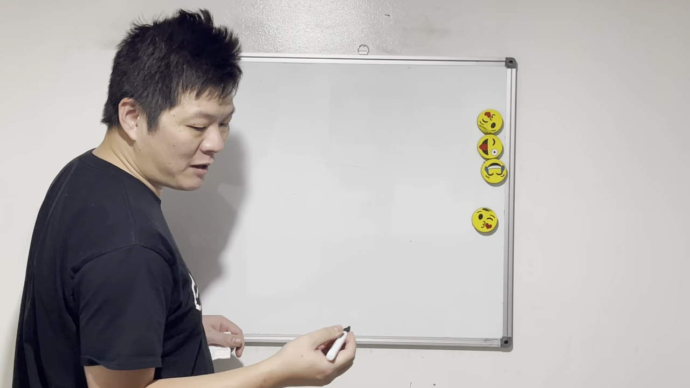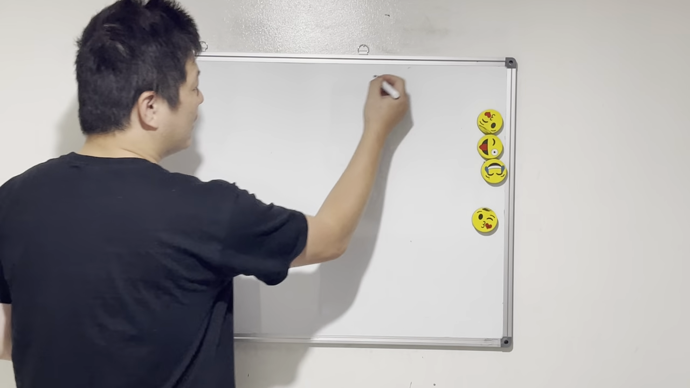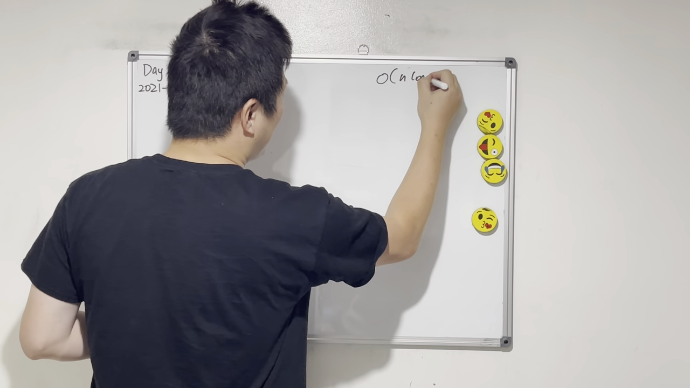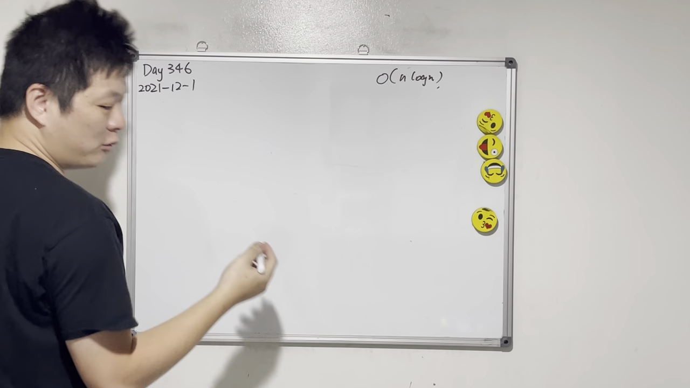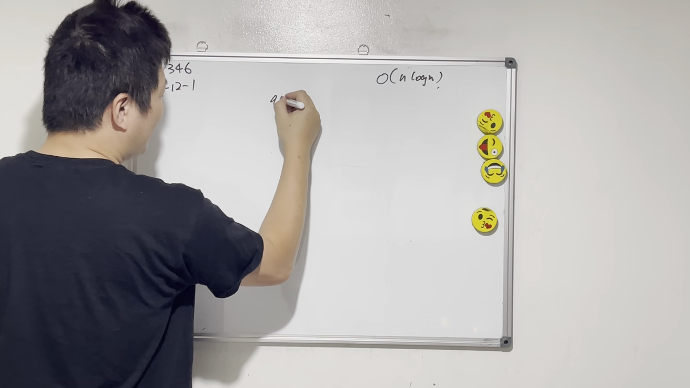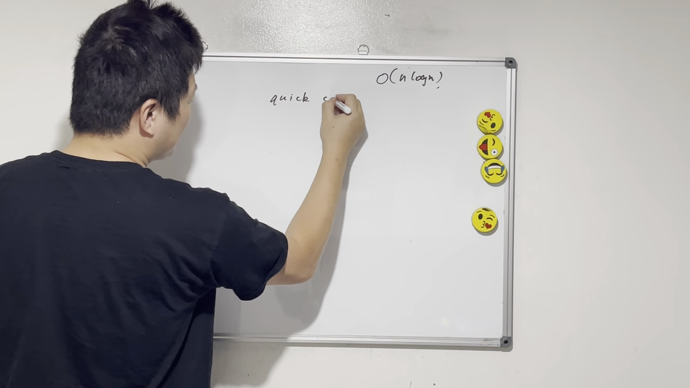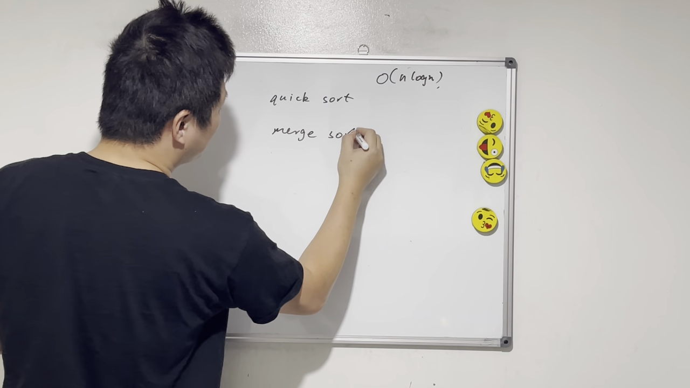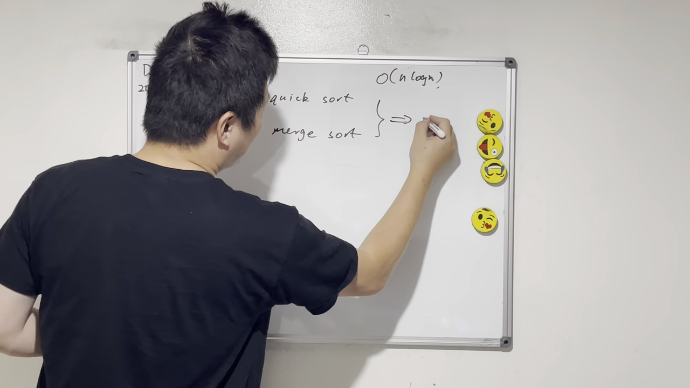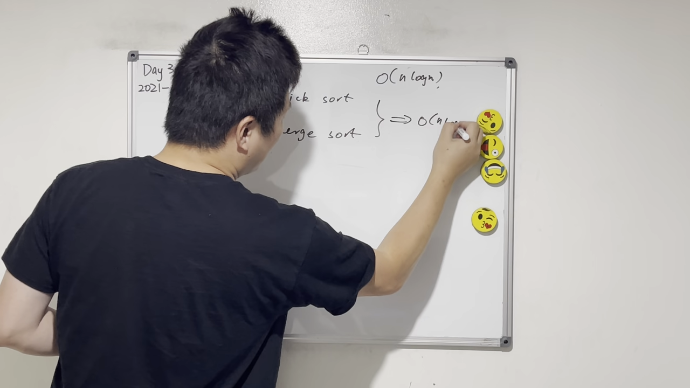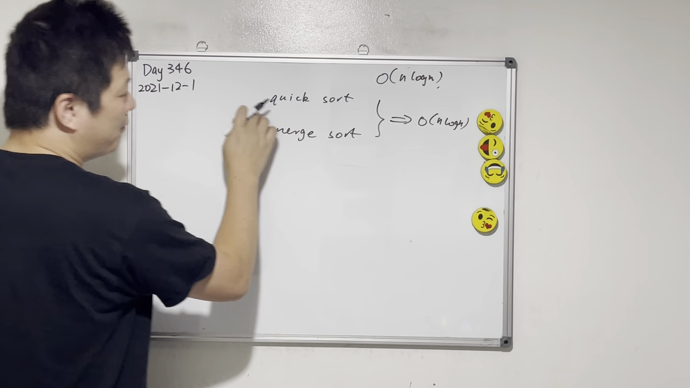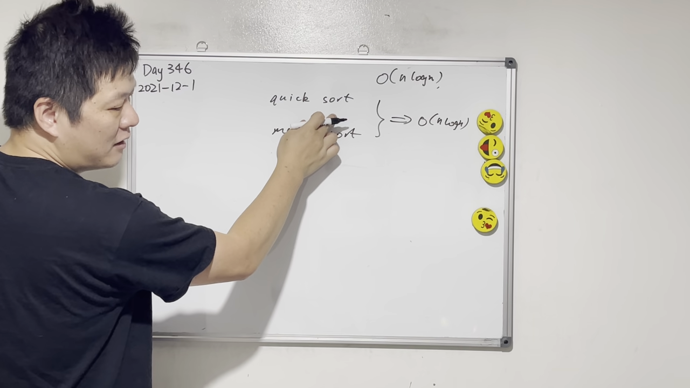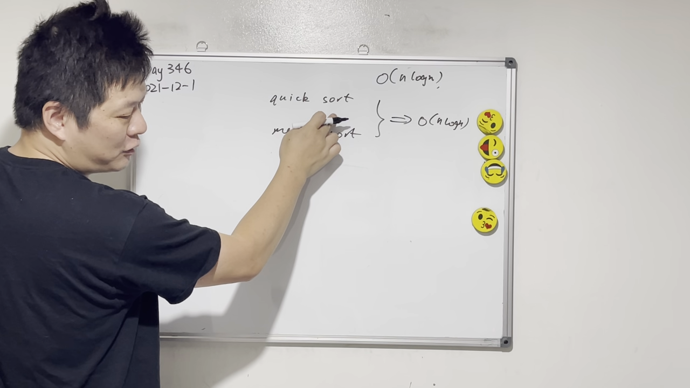So we talk about sorting, right? Remember, what's the time complexity of sorting? O(n log n), where n is the number of elements. We talk about quick sort and merge sort. These two are both O(n log n) on average. But bear in mind, the worst case of quick sort is still O(n squared), right?